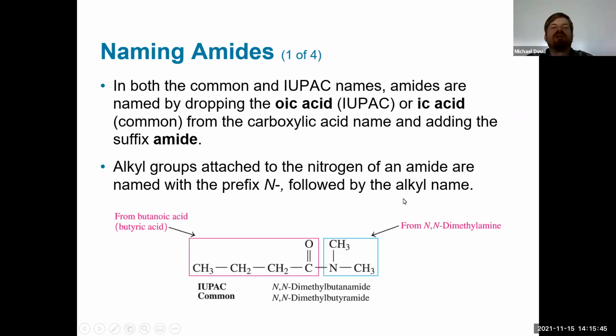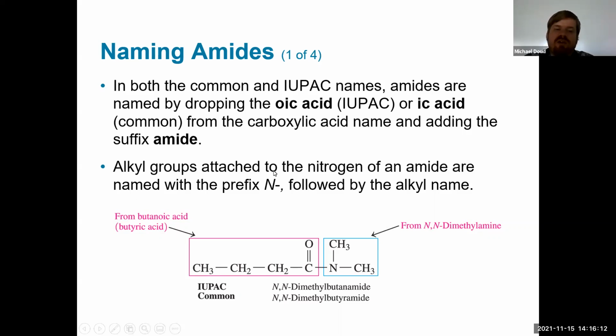Okay, so let's go ahead and focus on how to name amides. We're going to focus on basically the IUPAC names here. Don't worry about the common names. I'll mention any that need to be known as common names here. What you do is basically you start from your carboxylic acid name, drop the -oic acid, and add the suffix -amide. So what was pentanoic acid becomes pentanamide.